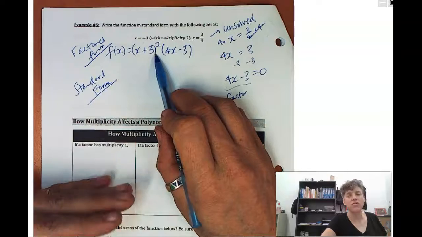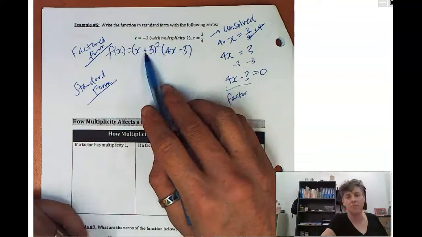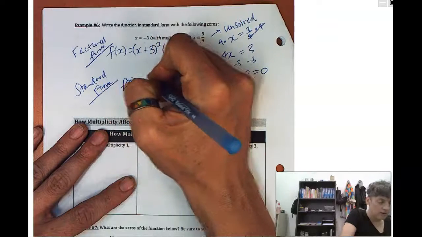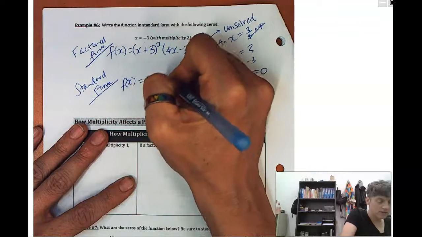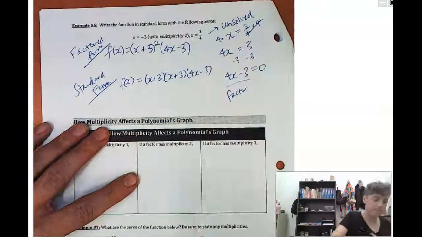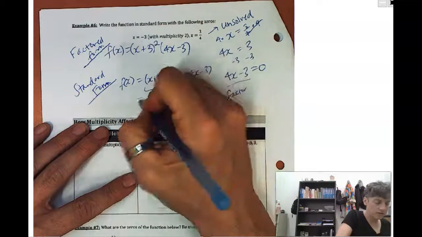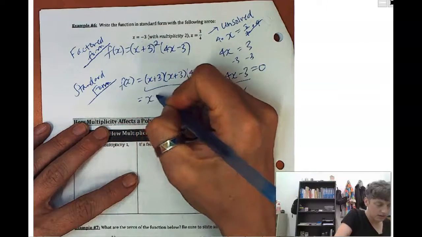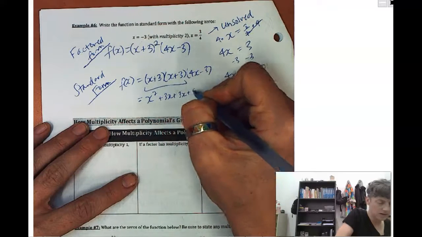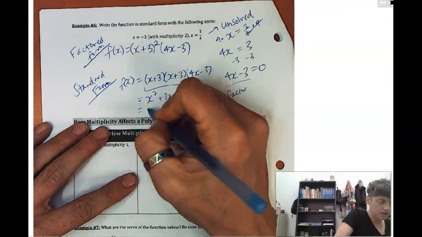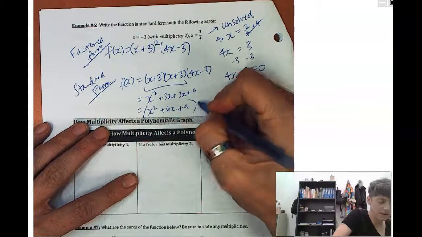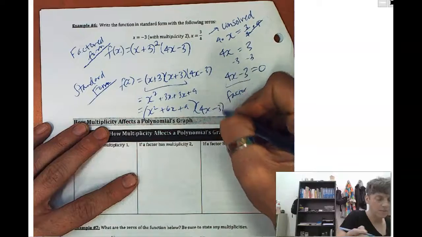I cannot distribute the exponent here because I got a plus in the middle, so I have to write out x plus 3 times x plus 3 times 4x minus 3. So let's multiply 2 together first, and we'll get x squared plus 3x plus 3x plus 9, which will be x squared plus 6x plus 9, and then multiply that by 4x minus 3.